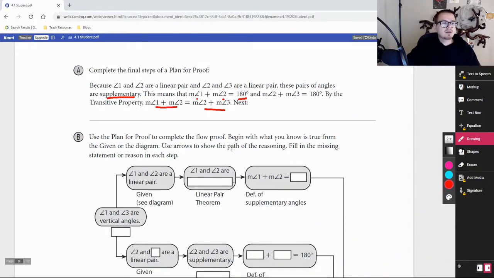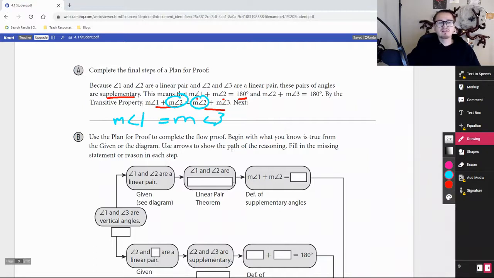So now what we could do, if you look at this, you see that there's a commonality, right? Measure 2 and measure 2 on both sides. So you can subtract that from both sides using the subtraction property of equality, and you can discover that the angle measure of angle 1 is equivalent to the angle measure of angle 3.